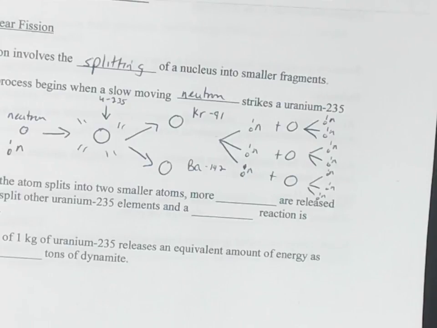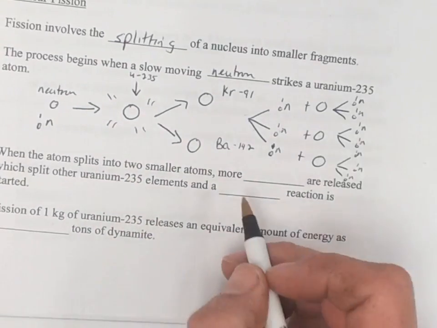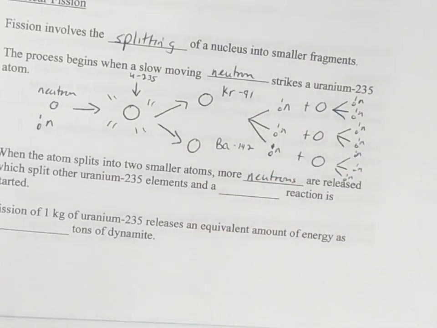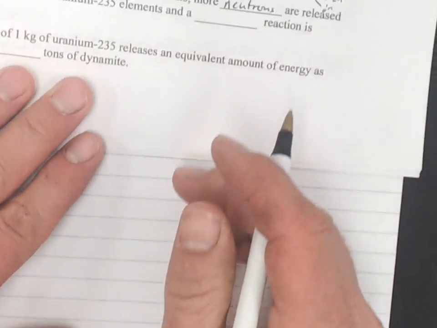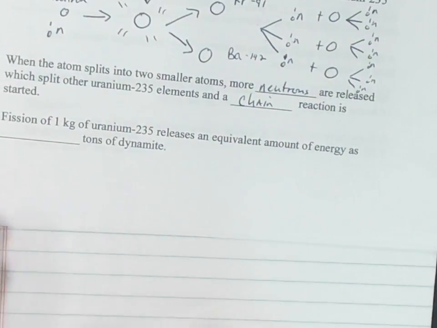So the key here is to recognize that a fission reaction always involves a chain reaction. The speed of that chain reaction is what differentiates an explosion of a bomb from controlled energy production. When atoms split into two smaller atoms, more neutrons are released, which split other uranium-235 atoms, and a chain reaction is started.